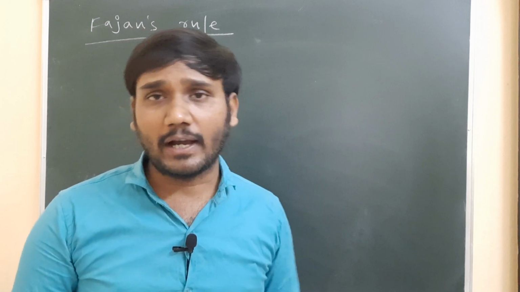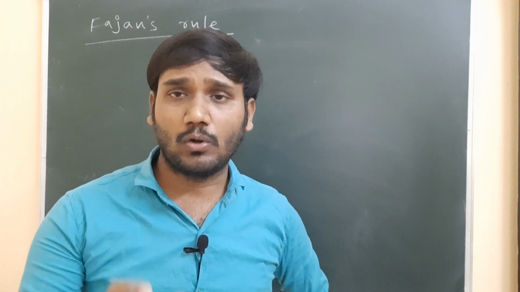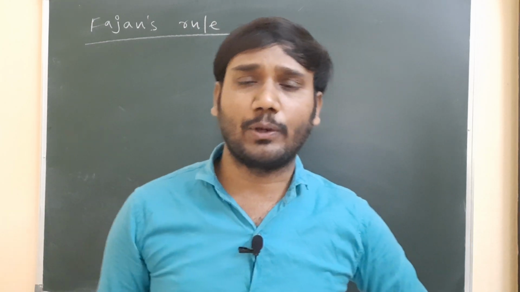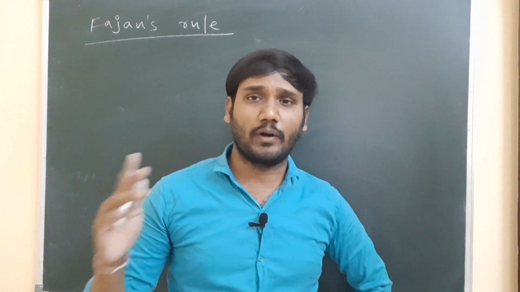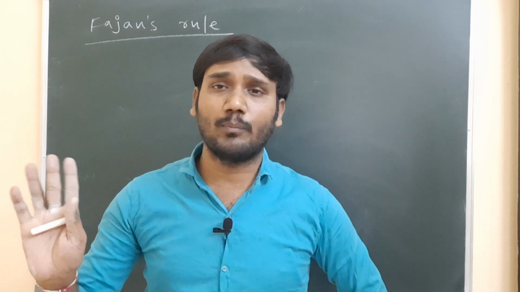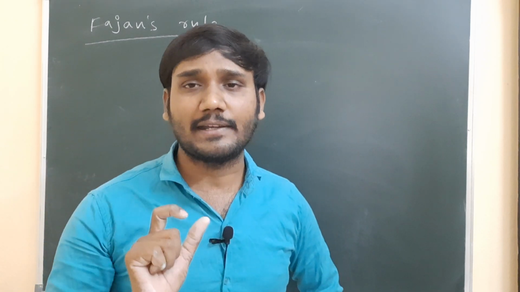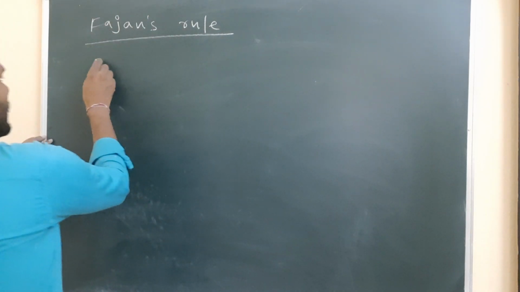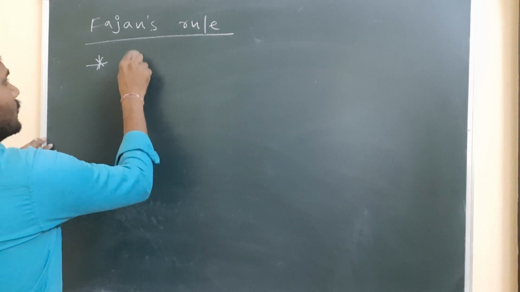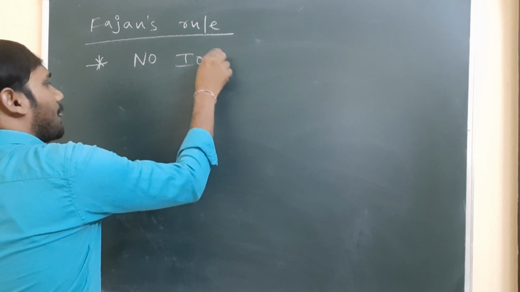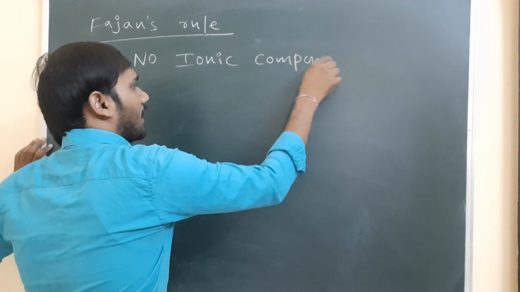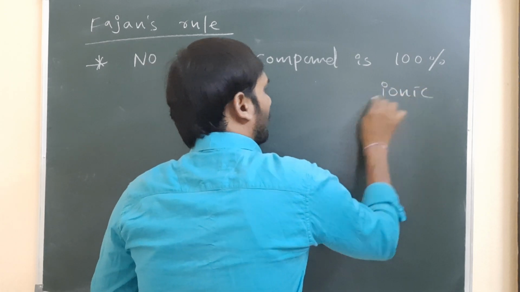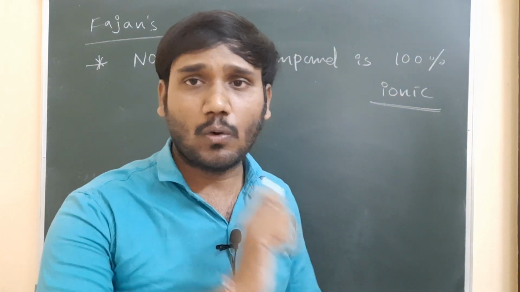But when you come to the ionic bond, no ionic compound is 100% ionic in nature. Whatever ionic compound you take, either sodium chloride, cesium chloride, potassium chloride, rubidium chloride, magnesium chloride, it is not 100% ionic. It has some amount of covalent nature also. Very important point here: Fajans rule. What does Fajans rule explain? According to Fajans rule, no ionic compound is 100% ionic. Some amount of covalent character is present.